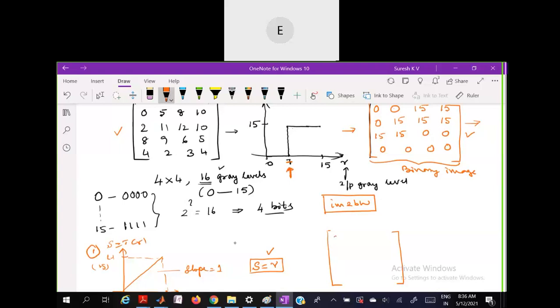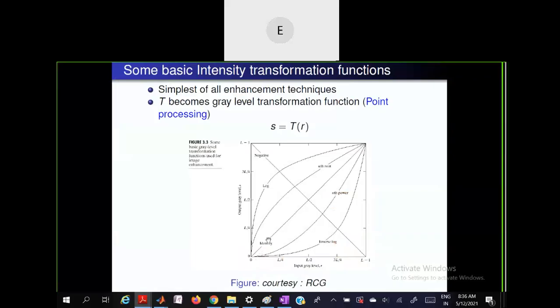Zero will be zero, correct? S is R. Value should be same. Same, you will get the same. That is why I told you it is identity means, okay, I'll not write the other one. So you will get the same image. Output image is same as the input image. So nothing is happening in this particular thing.